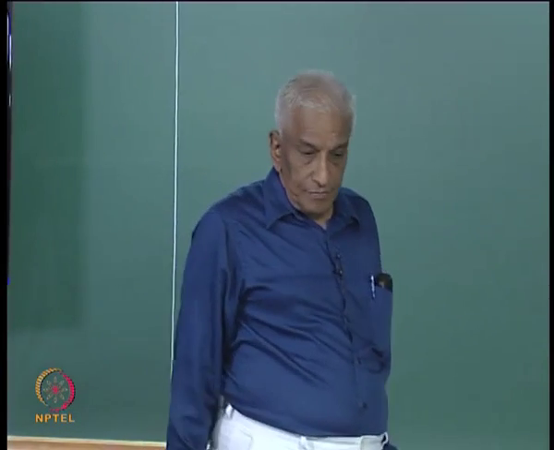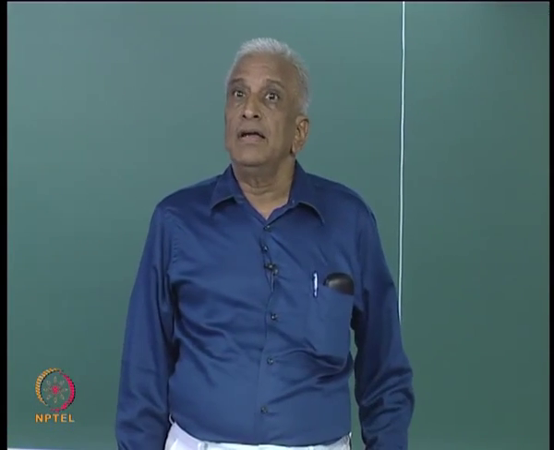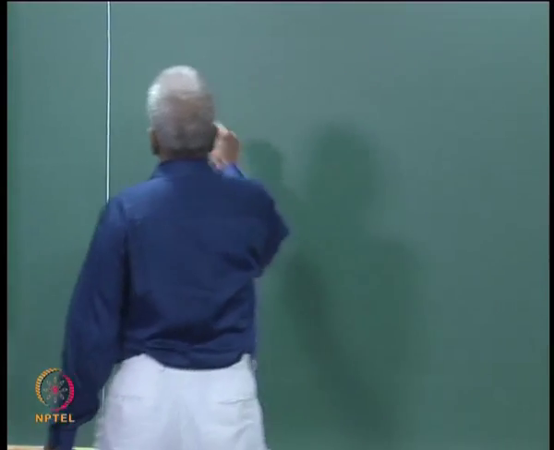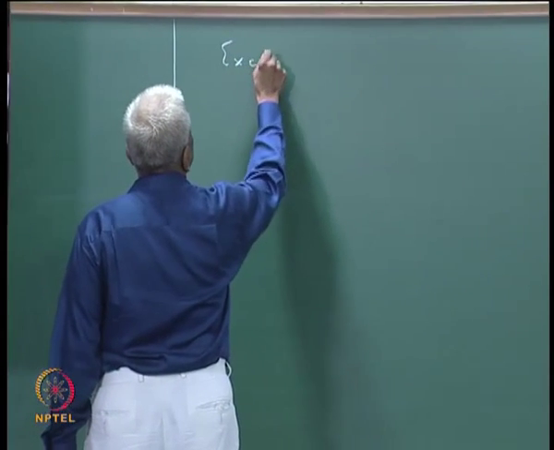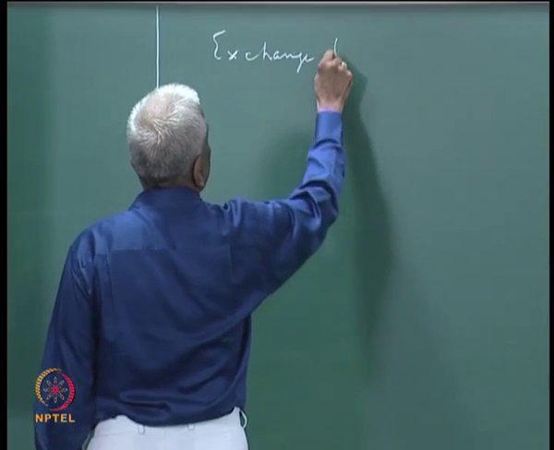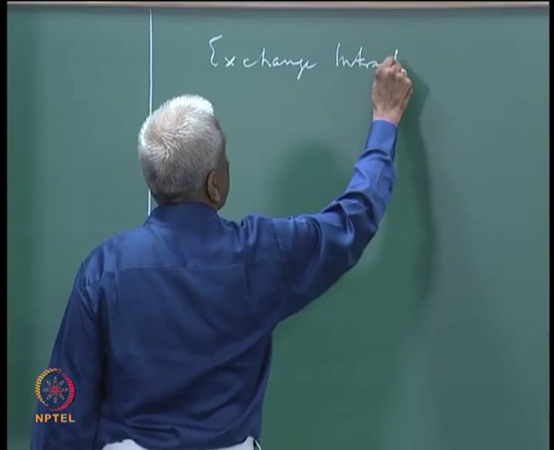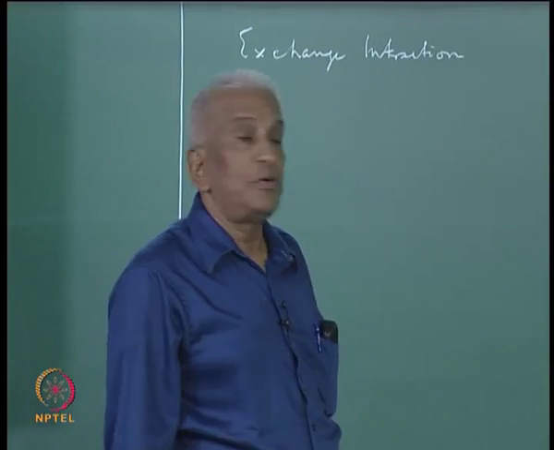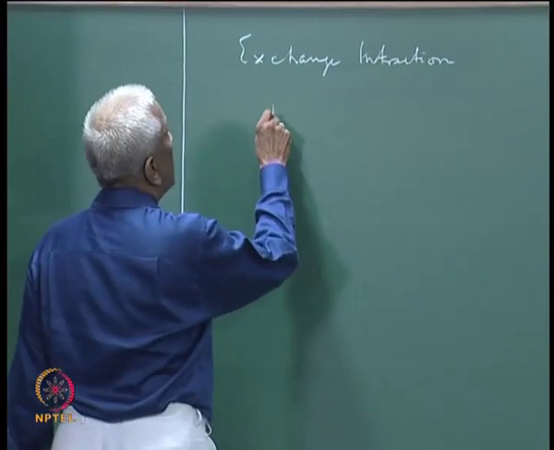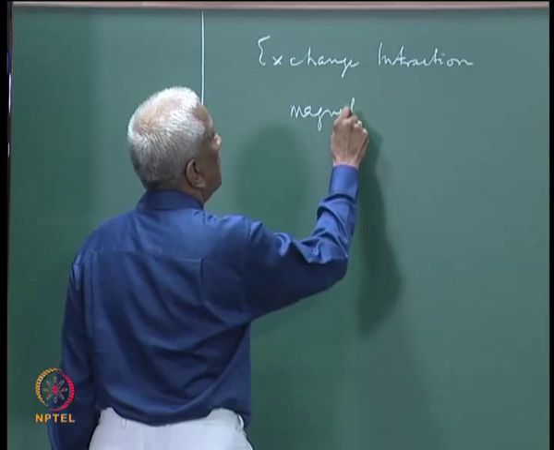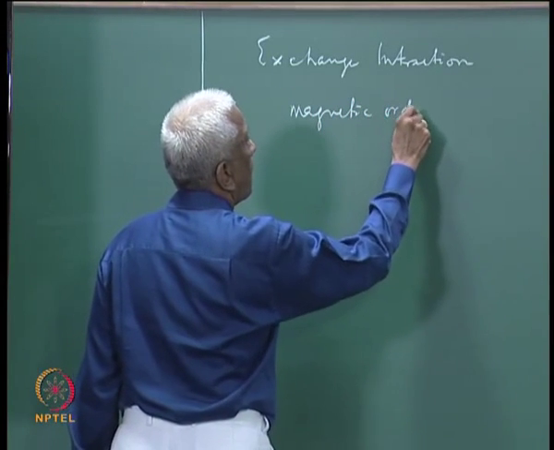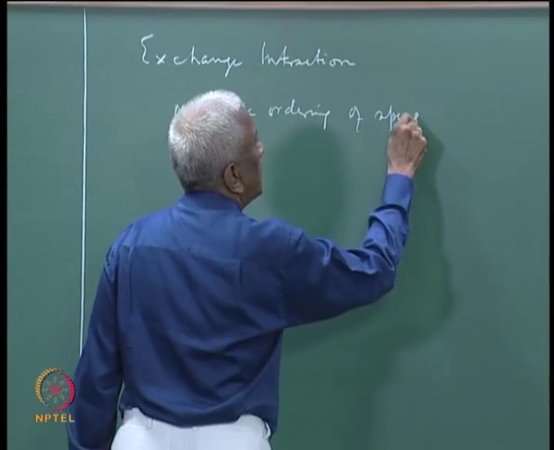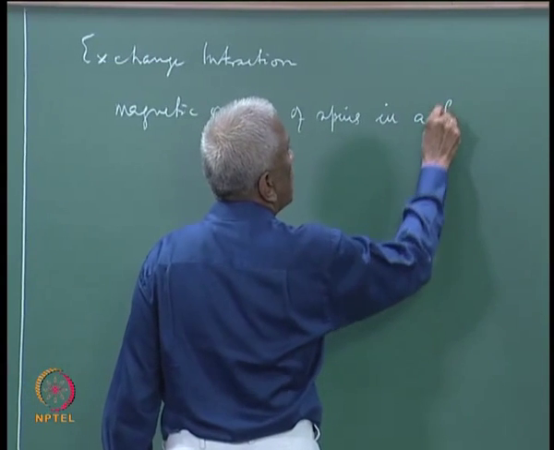In the last lecture, we discussed the exchange interaction and showed how this interaction is responsible for magnetic ordering of spins in a ferromagnet.